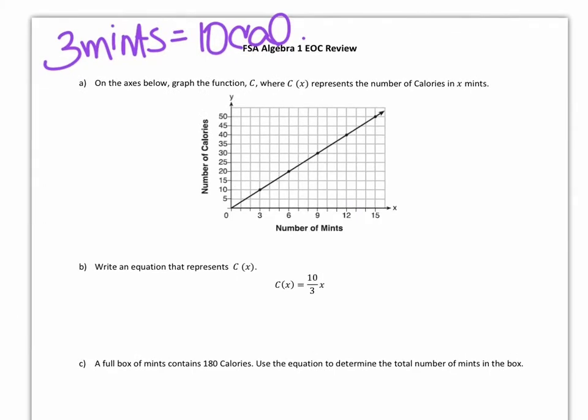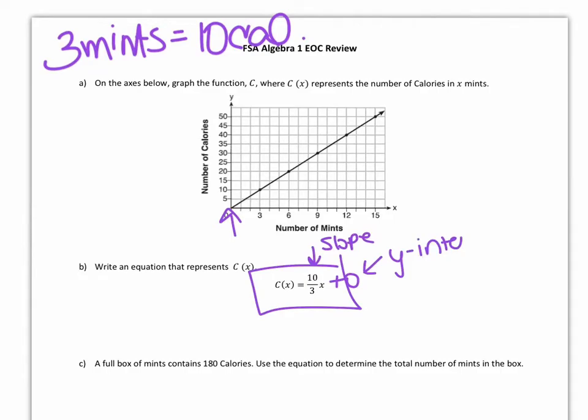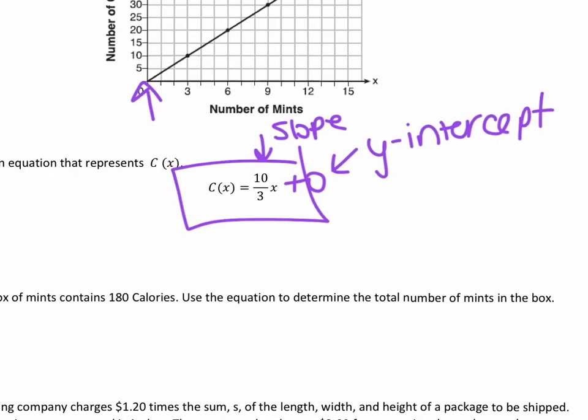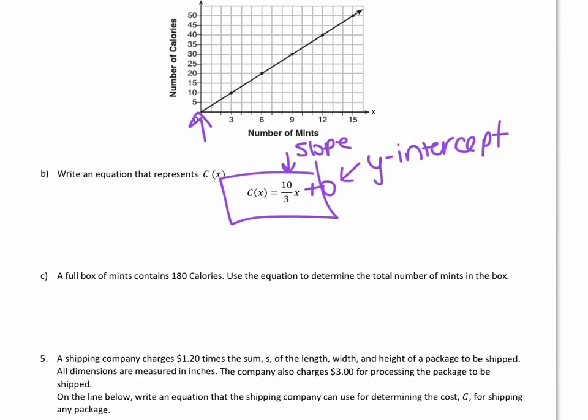Okay, so that they already did for you. They even wrote the equation, which, remember, this is my slope. And see where it crosses over at 0? Plus 0 is my y-intercept. Okay, a full box of mints costs 180 calories. Use this equation to determine the total number of mints in a box. So your calories are 180 for the whole box.